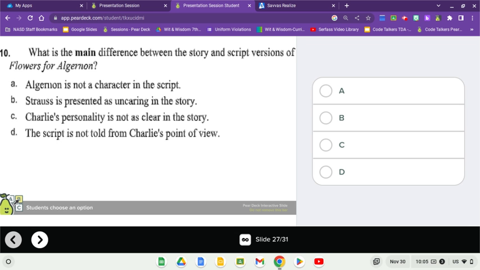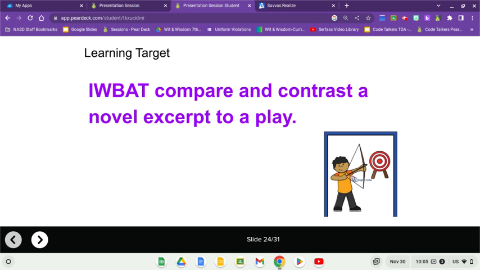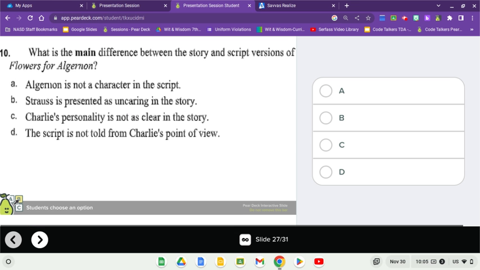B. 10. What is the main difference between the story and script versions of Flowers for Algernon? Whoa. This one speaks directly to our learning target, comparing and contrasting the novel excerpt to a play. I mean, this is next level comparisons, everybody. What is the main difference between the story and the script versions of Flowers for Algernon? A, Algernon is not a character in the script. B, Strauss is presented as uncaring in the story. C, Charlie's personality is not as clear in the story. Or D, the script is not told from Charlie's point of view. Which one is it? A, B, C, or D? Take a moment.